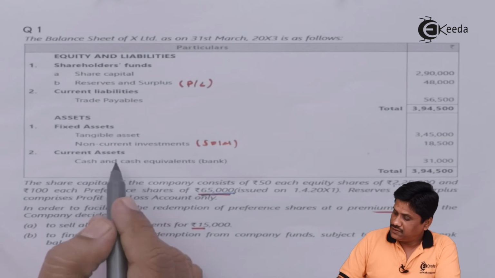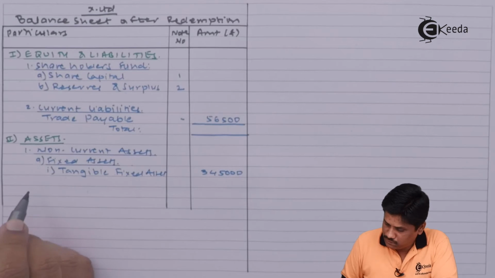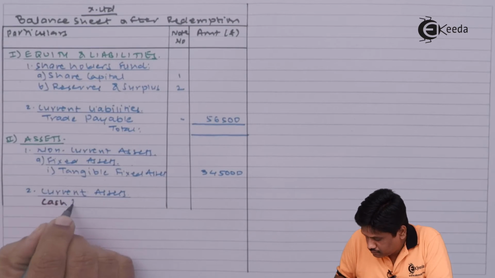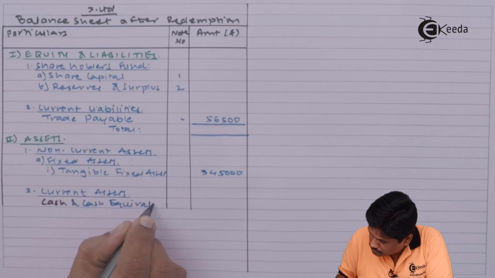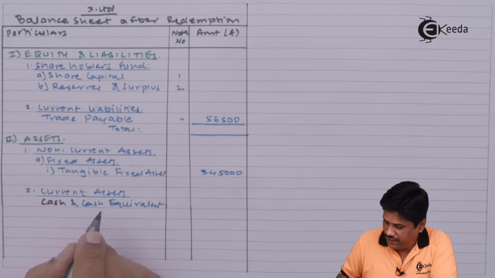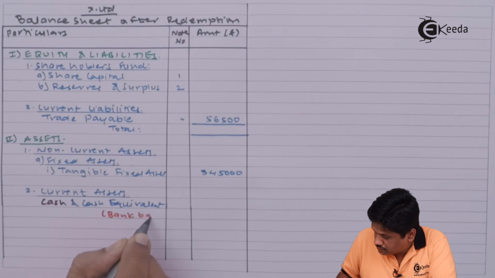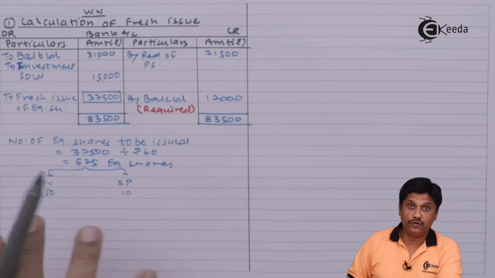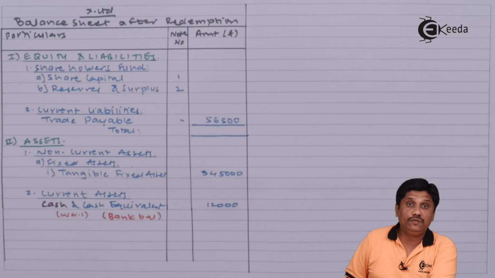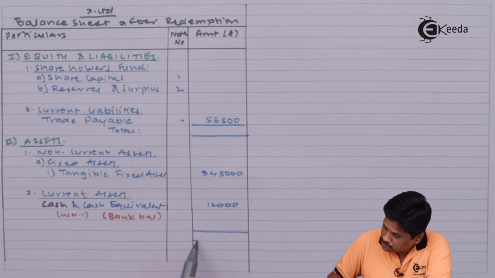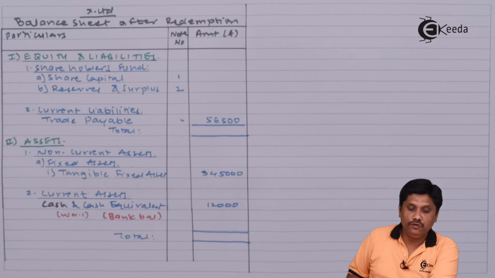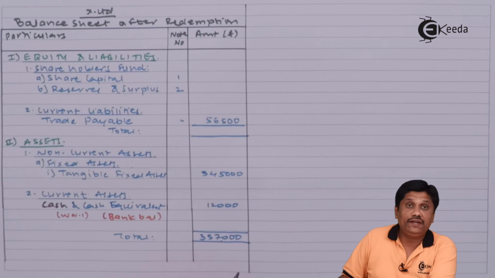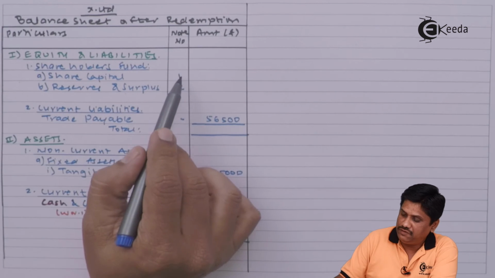Then number two, current assets, which include cash and cash equivalents. Cash and cash equivalents have only one amount, that is bank balance. In the given example, they gave you that the minimum bank balance required is 12,000, so it will appear in your new balance sheet. In this way, the asset side is over. I will be able to take a total of the asset side, 3,57,000. But I will take the total of the liability side only when we are ready with these two notes.